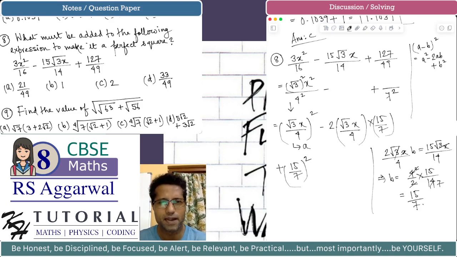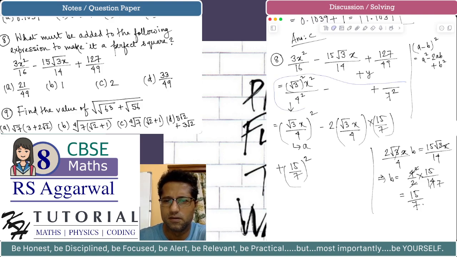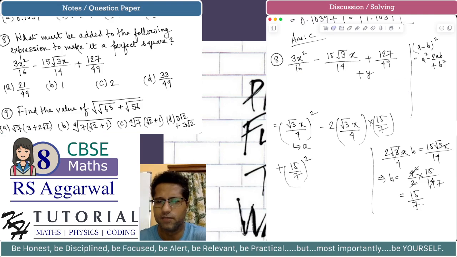It is asking what must be added to the following expression to make it a perfect square. And we already have... so let's say y need to be added to make it a perfect square. So I am omitting this part. This step is a little incomplete. Okay, so we have this.